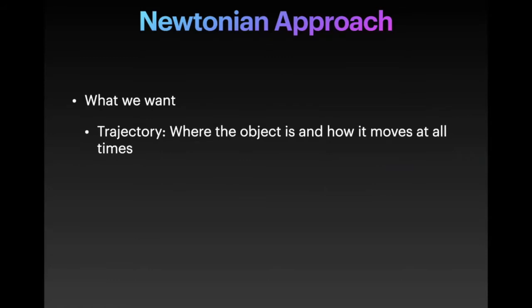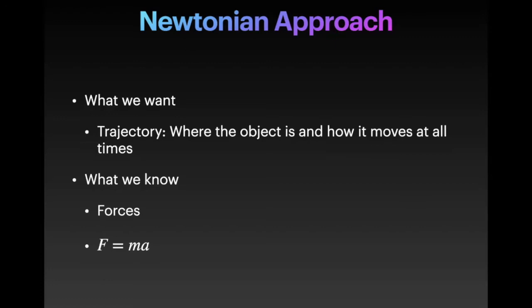So what we want is a trajectory, right? Where the object is and how it's moving, which means velocity, really, at all times. So what do we know? In the Newtonian approach, what we focus on is forces, right? And the main tool in doing Newtonian physics is F equals ma, right? So if you know the force, and you know the object's mass, then you know the acceleration.